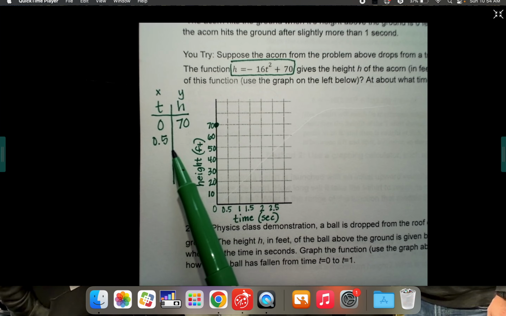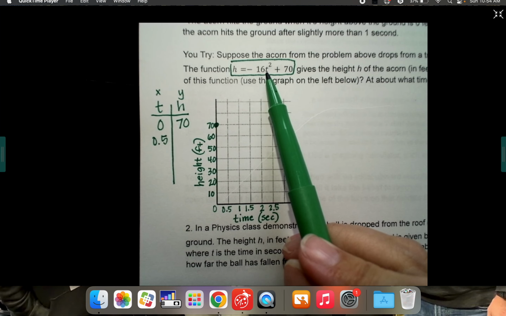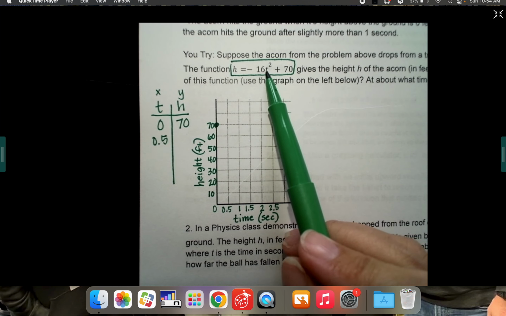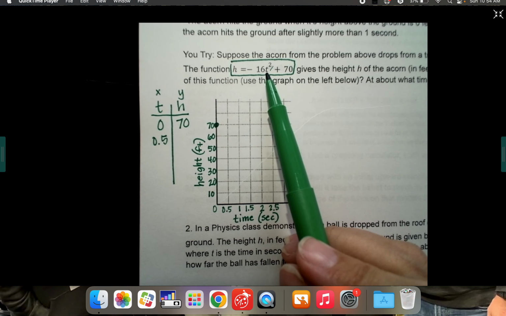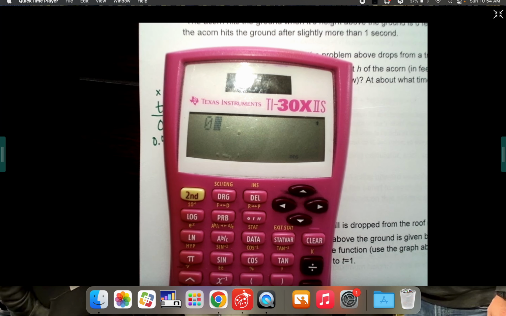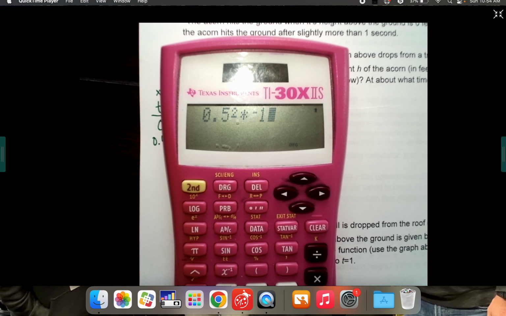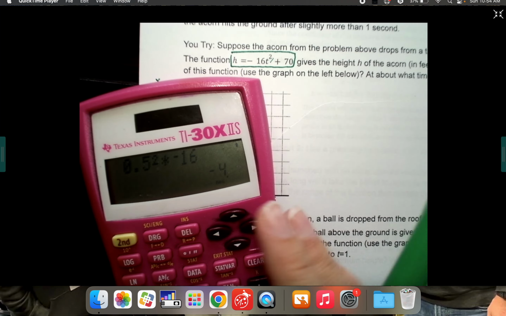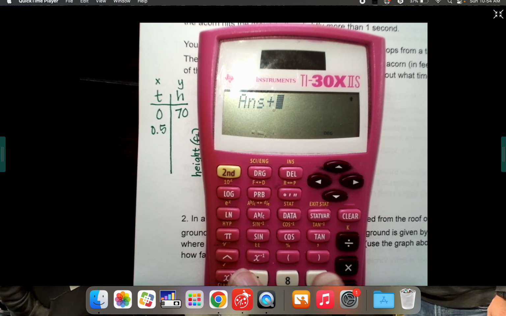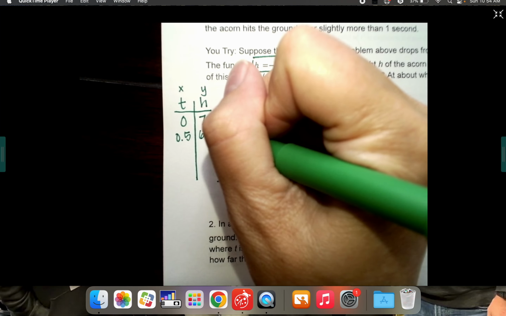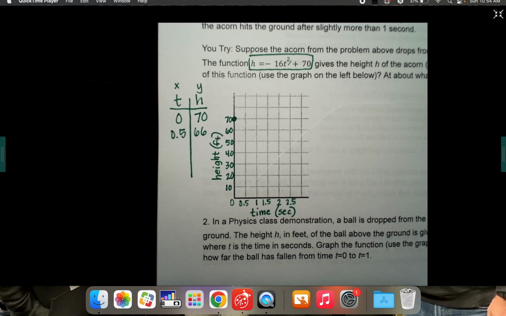So at 0.5 seconds, that's our t time, so we're going to plug in 0.5 for t. Remember, you have to do order of operations. So we're going to square it first, and then multiply by -16. So we're going to do 0.5 squared times -16. Okay, and then we have to add the 70 where we started from, so plus 70. And that is 66. So it has dropped to 66 feet after half a second.